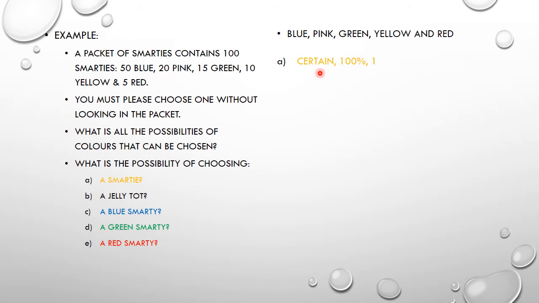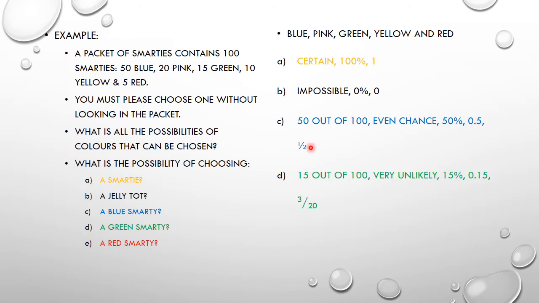So what's the probability of choosing a Smartie? It's certain. If you stick your hand into the bag, you're going to pull out a Smartie. What's the probability of choosing a Jelly Tot? Well, it's impossible because there are only Smarties in here. Again, notice how we do it in expression, percentage, as well as decimal form or fractional form. Then, a blue Smartie. So how many blue Smarties do we have? 50 out of 100. So that gives us even chance. It's 50%, 0.5, or a half.